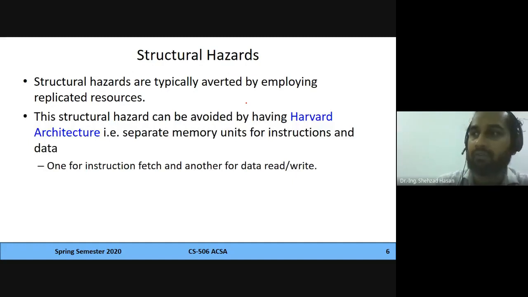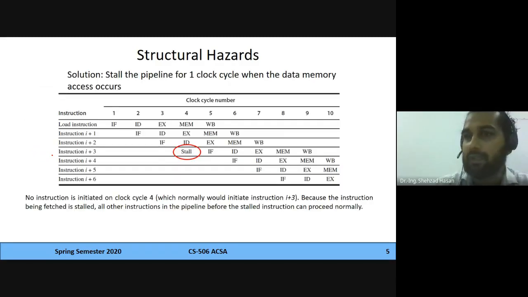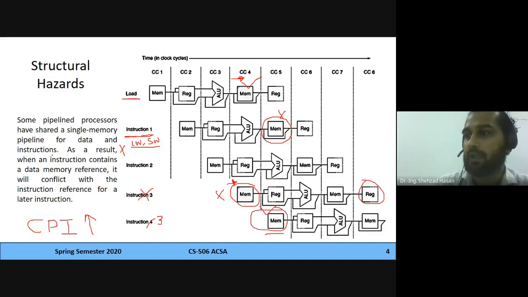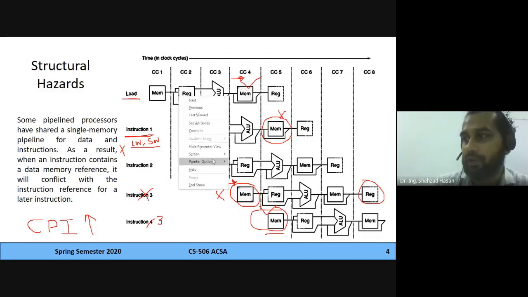A Harvard architecture means that we are going to have separate memory units for instruction and data. So if you have separate memory units for instruction and data, this means that you can have both these operations done in parallel, right? Now, if I come back to the same diagram over here, we did this for cycle number 4. Are there any questions here?